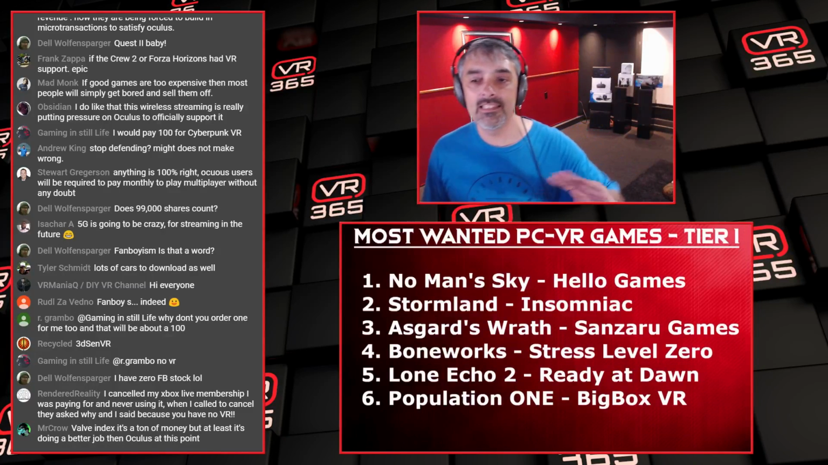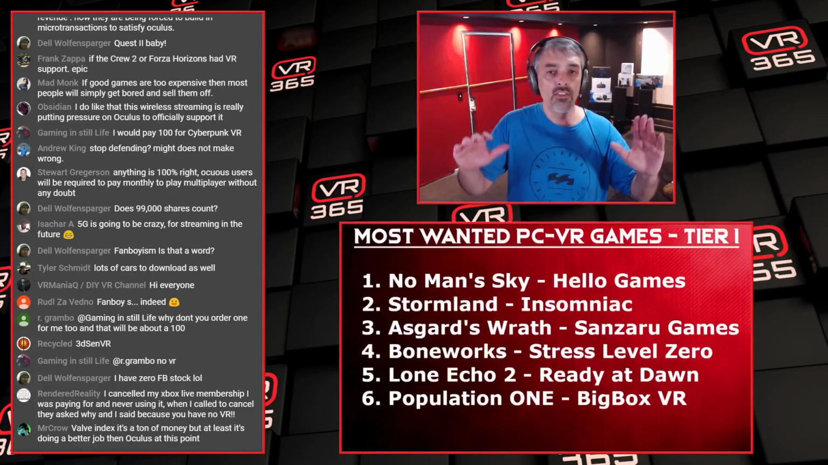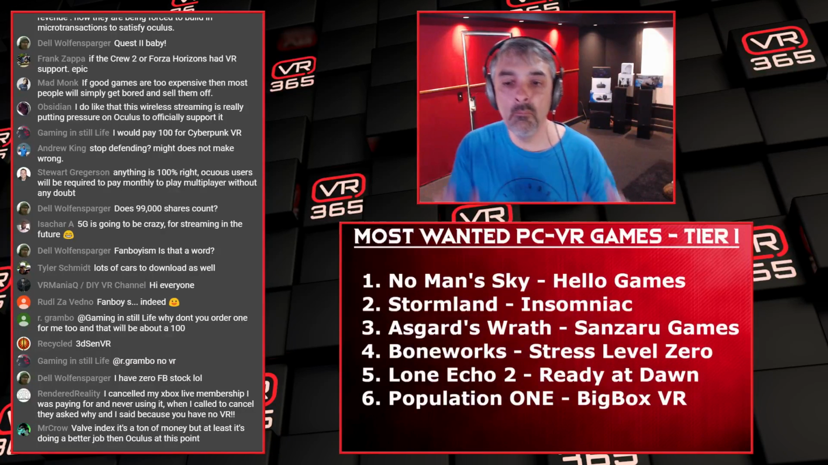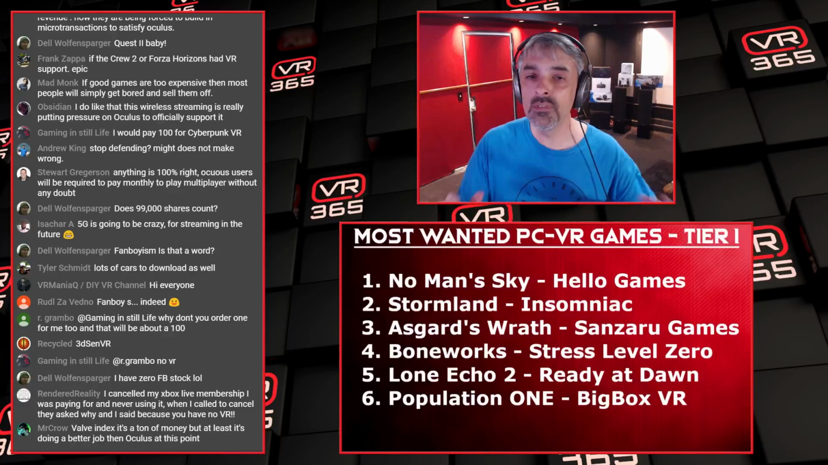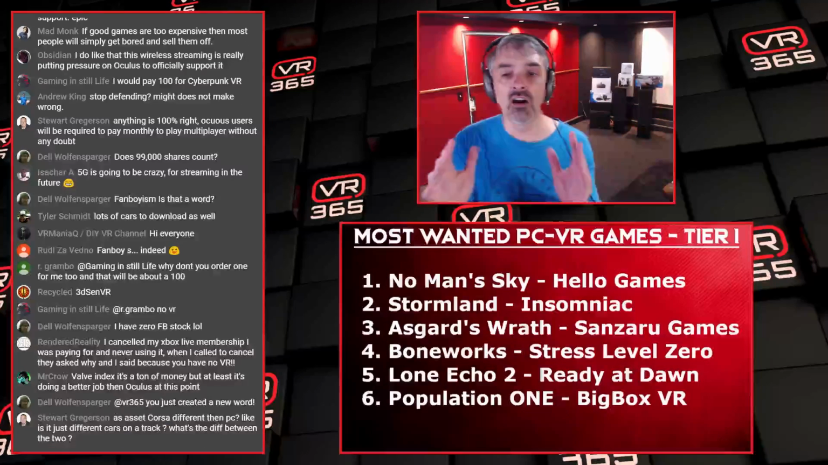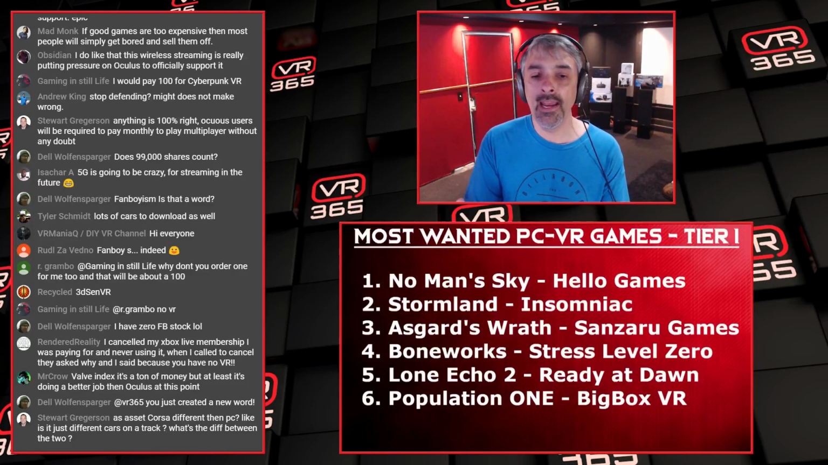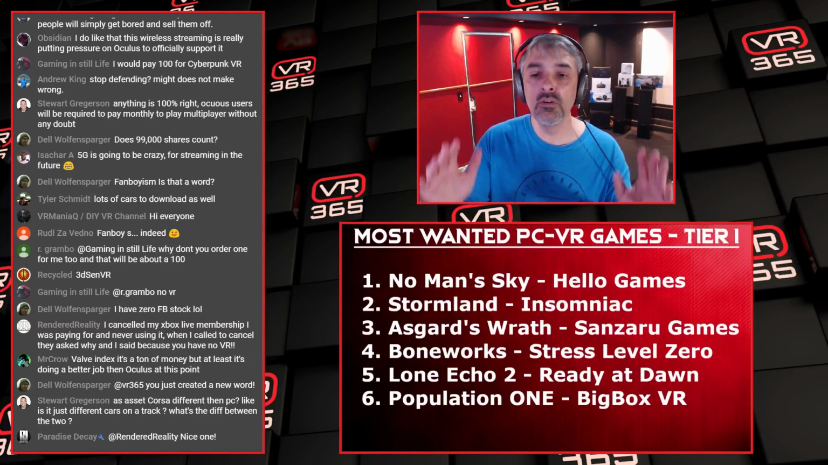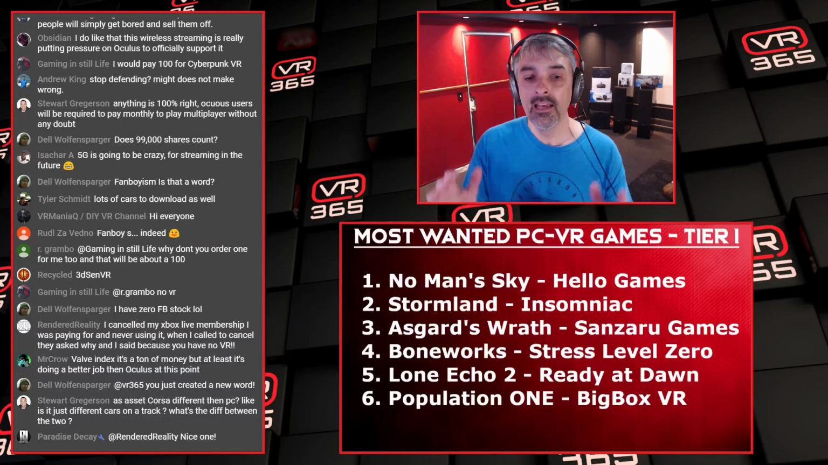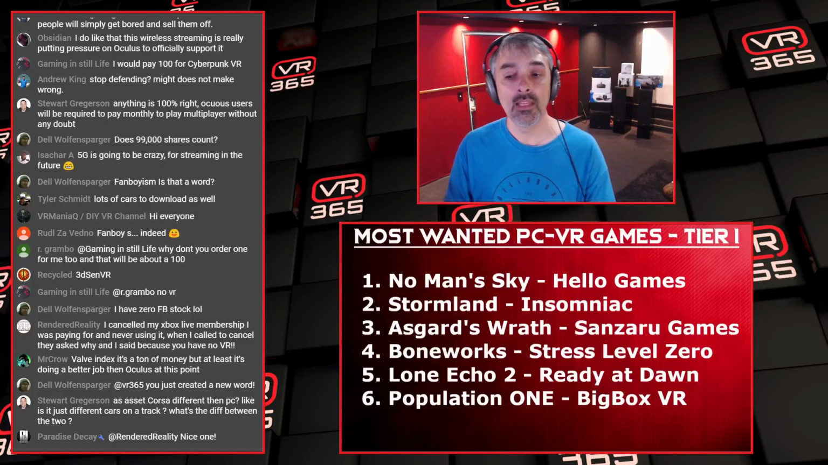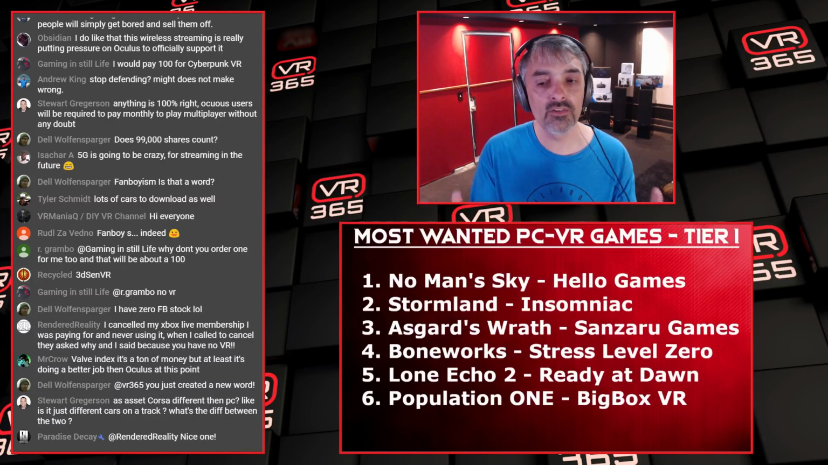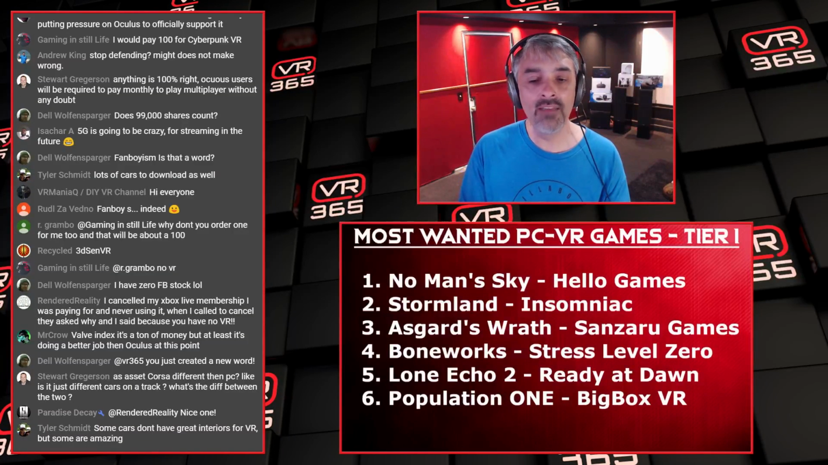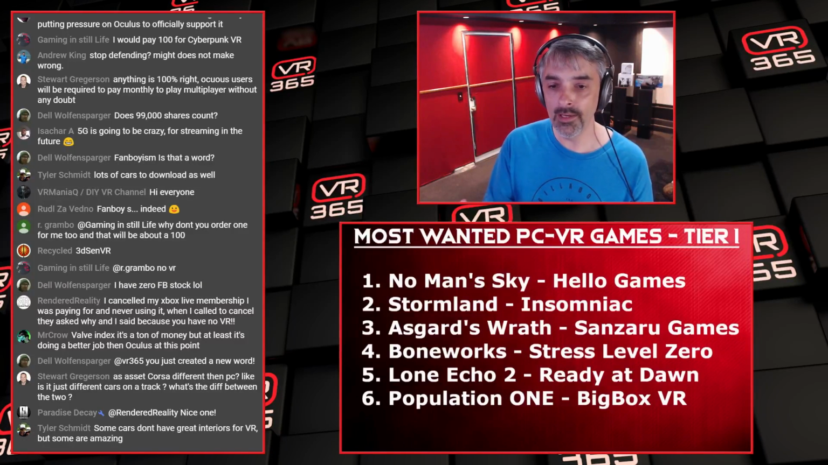So this is tier number 1. These are the super elites. These are the most wanted PC VR games out there. Like people want these puppies bad. And so these are the 6 elites, and I have them ranked in this particular order. Number 1, No Man's Sky by Hello Games. Number 2, Stormland by Insomniac. Number 3, Asgard's Wrath, Sanzaru Games. Number 4 is Boneworks, Stress Level 0. Number 5 is Lone Echo 2 by Ready at Dawn. And number 6, Population 1.